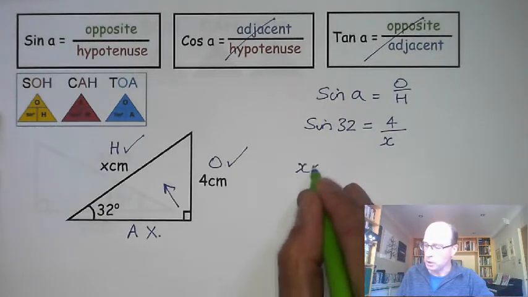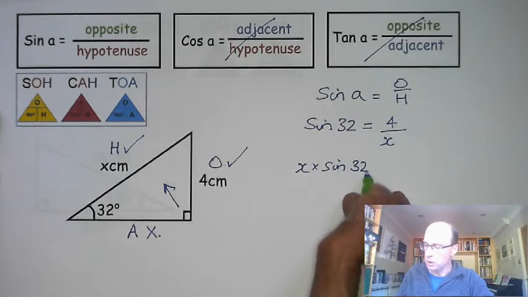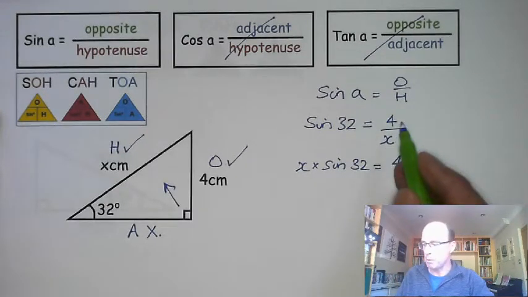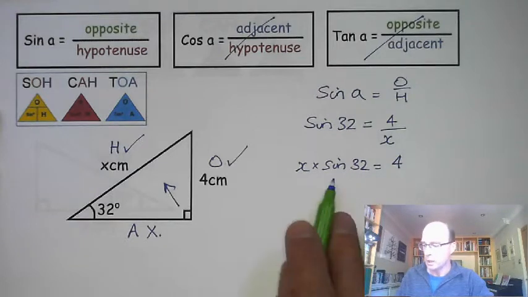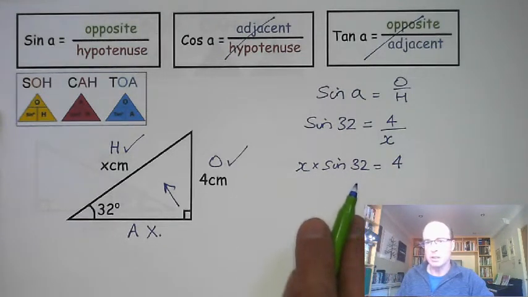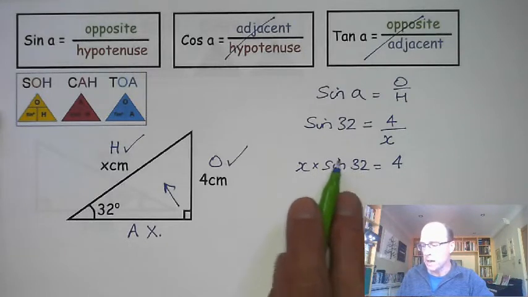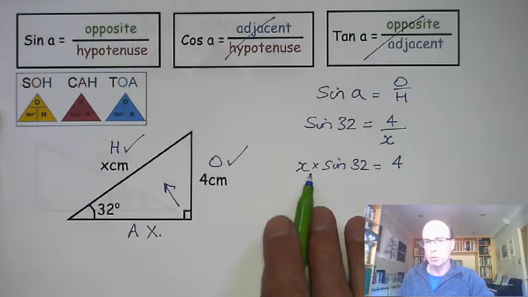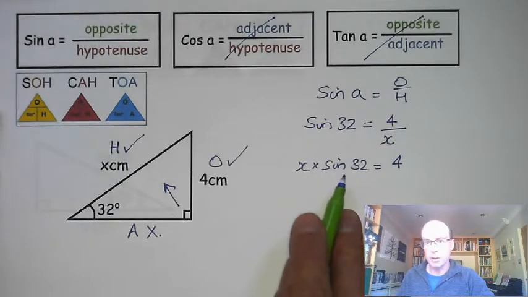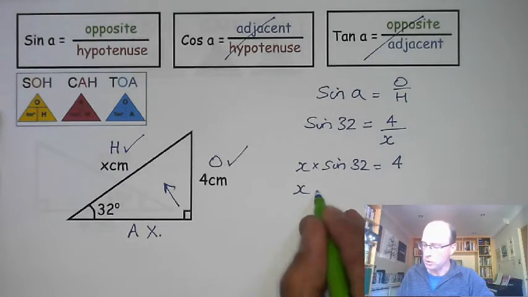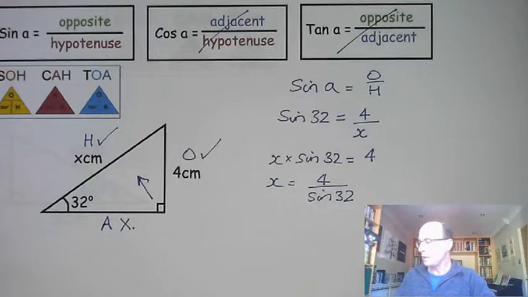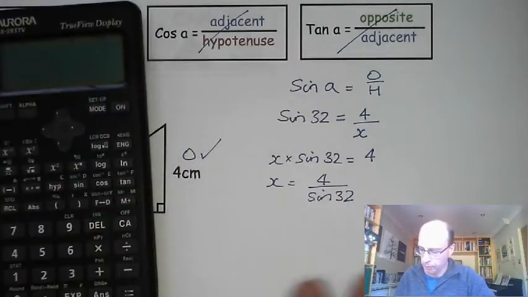So I'm going to get x times sine of 32 is equal to 4. And if I divide by x and multiply by x, I'm going to get back with what I started with. So I've already got rid of the x out of the fraction. It's looking a little bit better, but I also now want to get rid of this multiply by sine 32. So I want to do the opposite operation of multiplying by sine 32, which is to divide by sine 32. So x is equal to 4 divided by sine of 32. I can put that into my calculator. It can do the work for me.